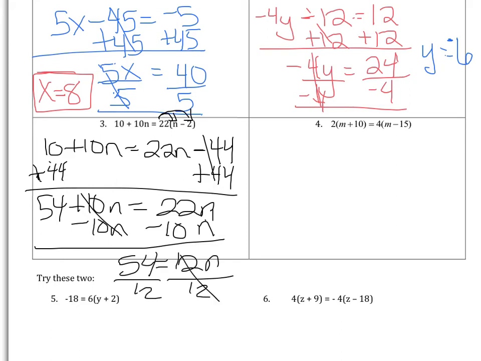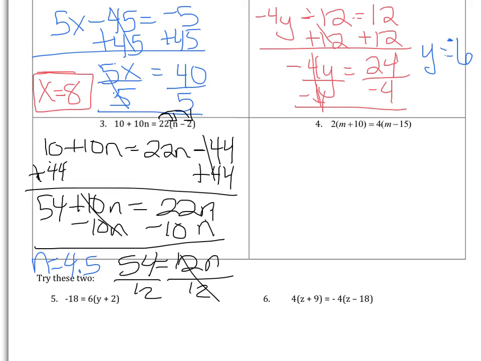Divide by 12. And 54 divided by 12 is 4.5. So I'm going to write it over here. n equals 4.5. And I could always check to make sure my answer is correct if I want to by plugging the n into the original problem.